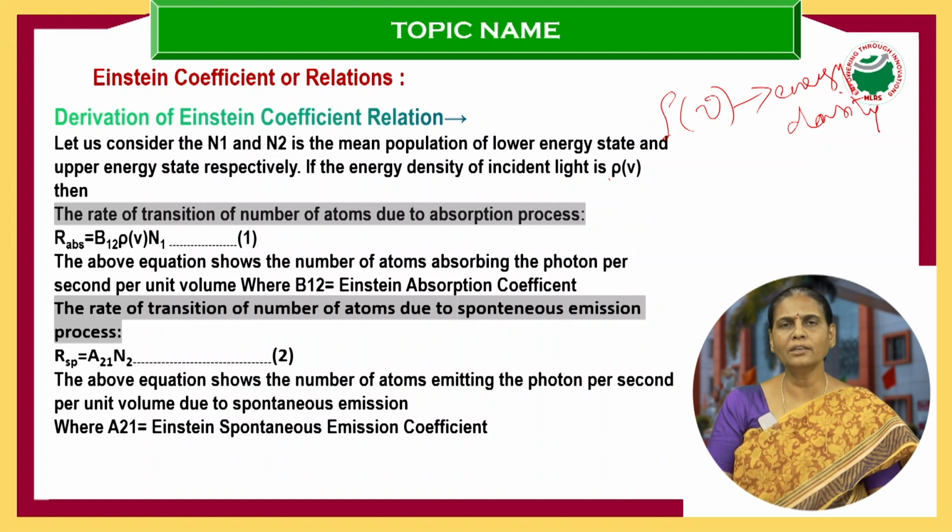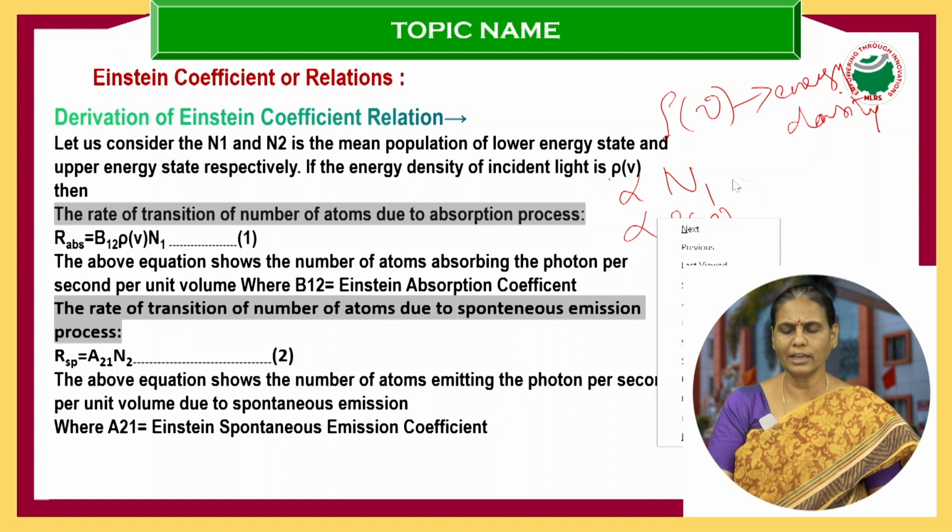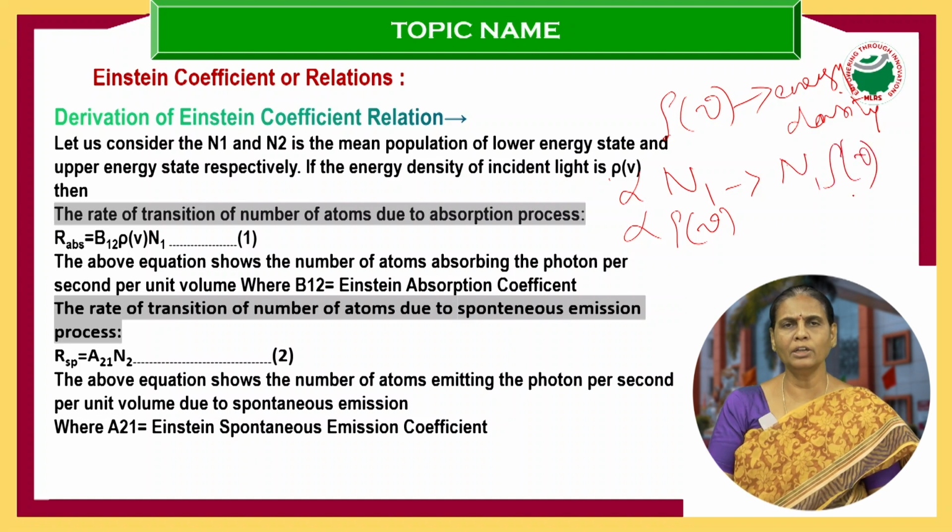Then the stimulated absorption process depends on two factors. What are those two factors? First, it depends upon the number of atoms present in the lower energy state, that is, it is proportional to the number of atoms in the lower energy state. And secondly, it depends upon how much energy it is absorbing from the photons, that is the energy density rho of nu. So finally we can say that the absorption process depends on N1 and rho of nu, so N1 rho of nu.